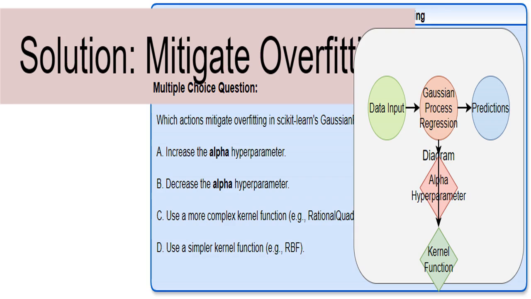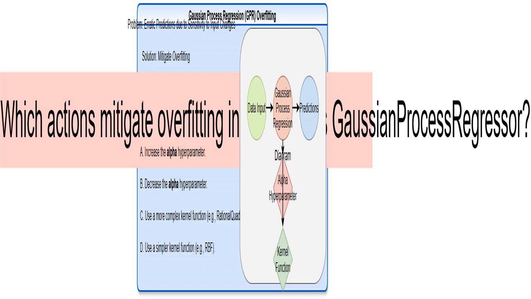The solution involves techniques to prevent overfitting, making your predictions less sensitive and more reliable. We'll explore options to simplify the model's complexity and improve its generalization ability to new data points. This is the core question. We need to identify specific actions within scikit-learn's Gaussian process regressor that will make the model less sensitive to noise and improve its predictive performance on unseen data.